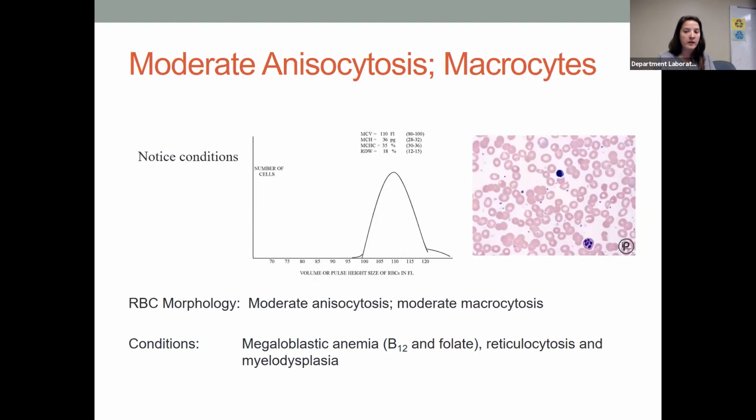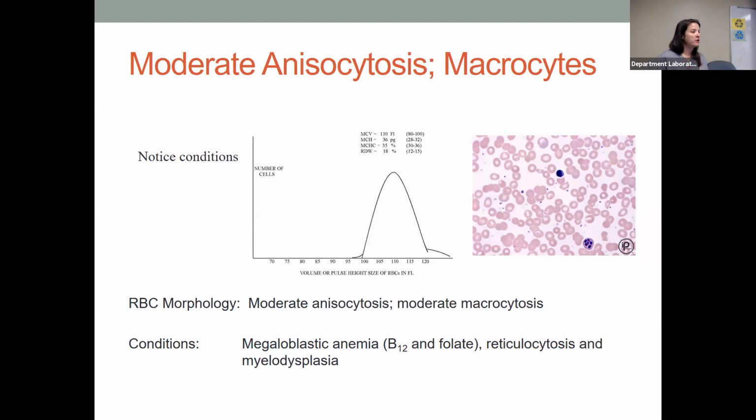Here's another one, our MCV. Notice that right shift in the red cell curve, right? So our MCV is increased at 110 femtoliters. Our MCH is 36 picograms. Our MCHC is 35%. But look at that RDW, 18%, indicated by the wideness of that peak. So what does that RDW indicate? Lots of different cell sizes. So anisocytosis is definitely present.